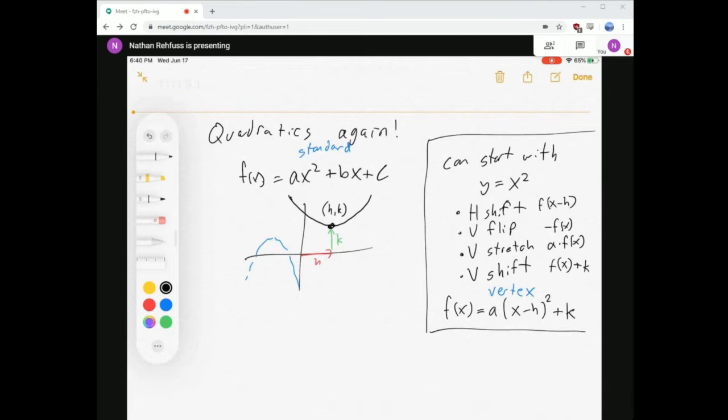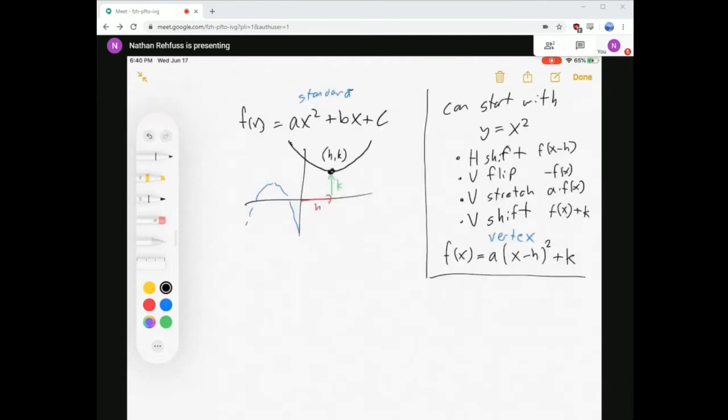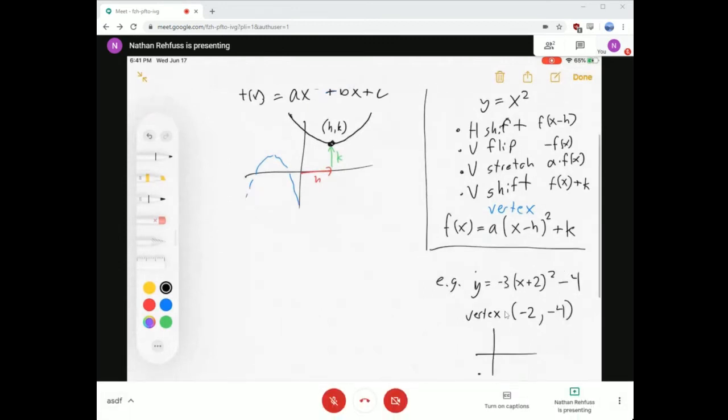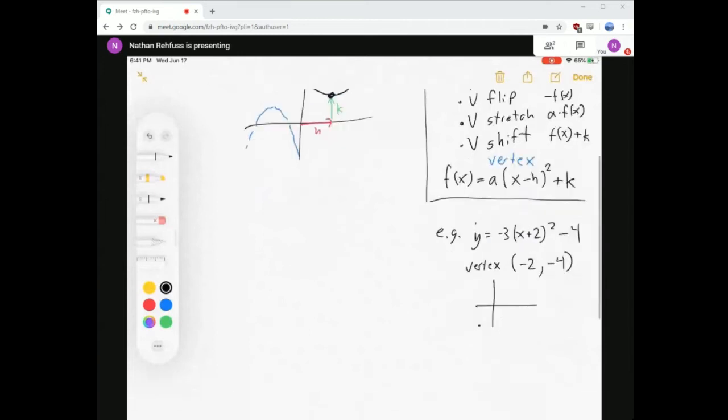So for example, if I drew y equals -3 times (x plus 2) squared minus 4, then h is -2, so the x coordinate's -2, and k is -4, so the y coordinate's -4, and that's where the vertex will be. So I'll go to -2 comma -4, and then this parabola is going to be stretched 3 times and flipped. So in the end, it would look something like this. It opens down because it's flipped, and it's really skinny because it's stretched.